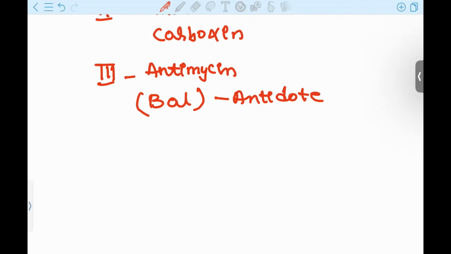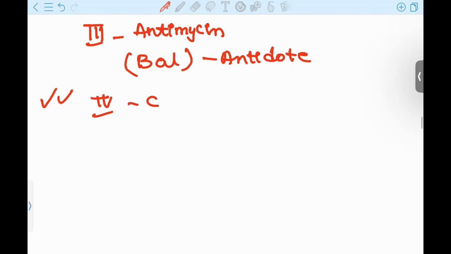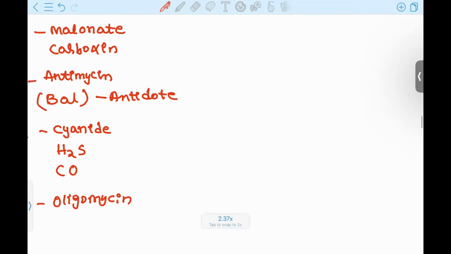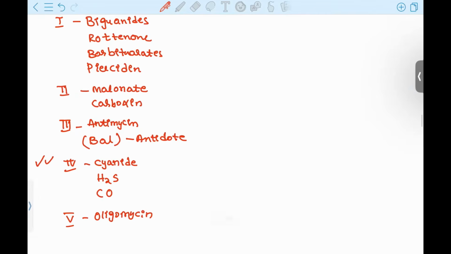And the fourth one is a very commonly asked question, guys. This is blocked by cyanide. It can also be blocked by hydrogen sulfide, or by carbon monoxide. So carbon monoxide poison can also block complex 4. Complex 5 is rarely blocked, but the block can be due to oligomycin. So these are the different complexes and their particular inhibitors.